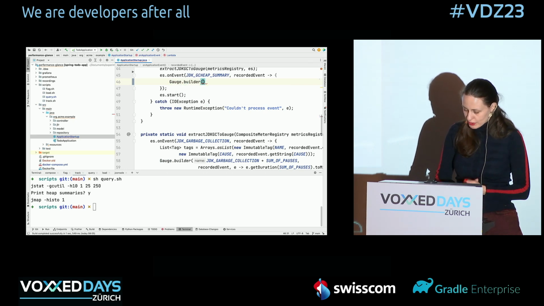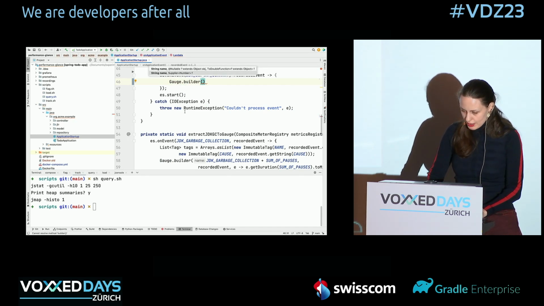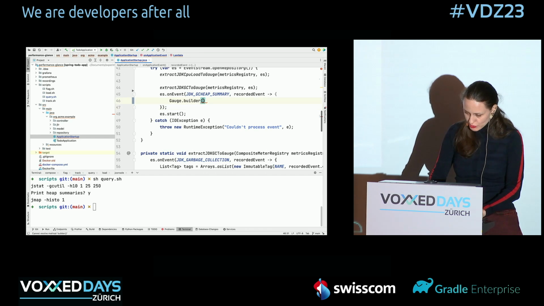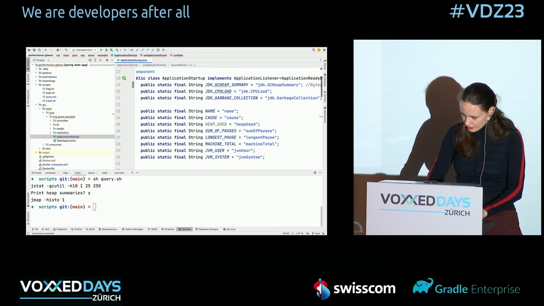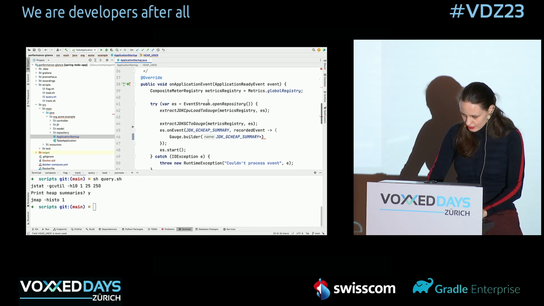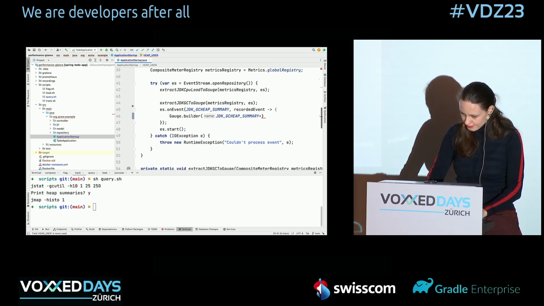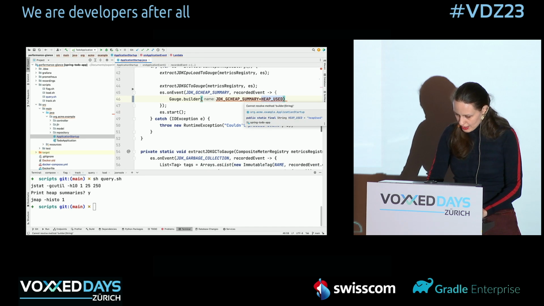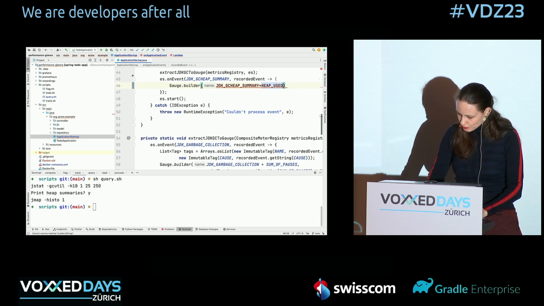So I'm just going to use a builder. And I want to give it a name, JDK GC heap summary. Maybe give it some more details. Heap used.